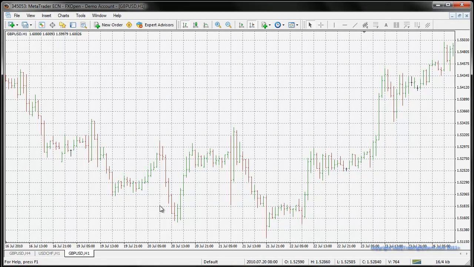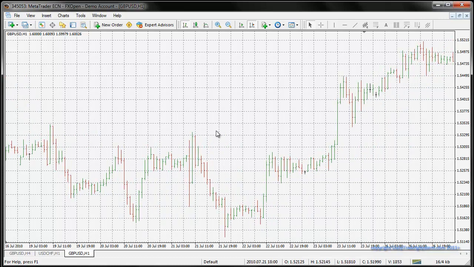Before we get into the Andrews pitchfork, we're going to take you through a few basics first. In the first part of the basics, we're going to talk about the pivot highs and pivot lows and what they look like.